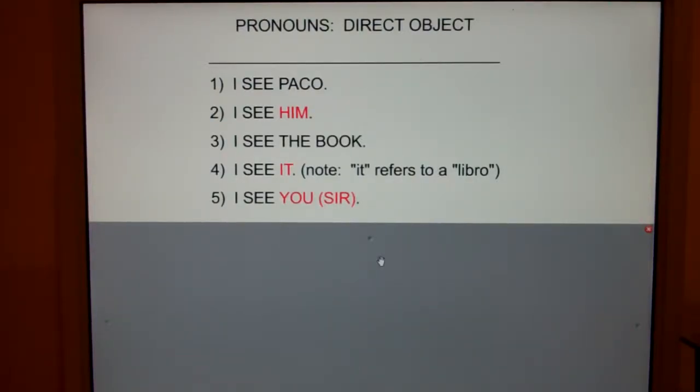All right, let's talk about the direct object pronoun lo. Everybody say lo. Lo. Now, lo can mean three things. Lo can mean him, it, or you, sir. Everybody, what can lo mean? Him, it, or you, sir.